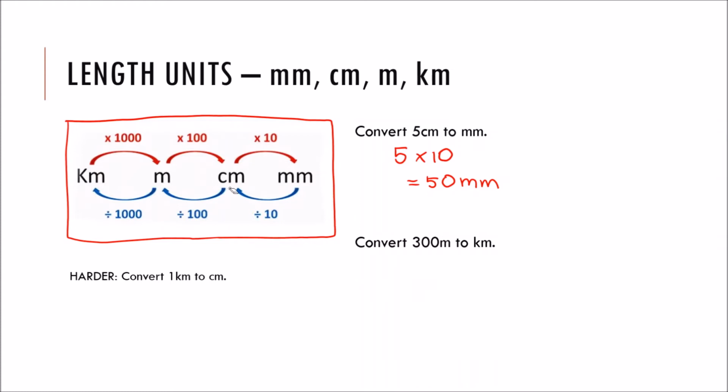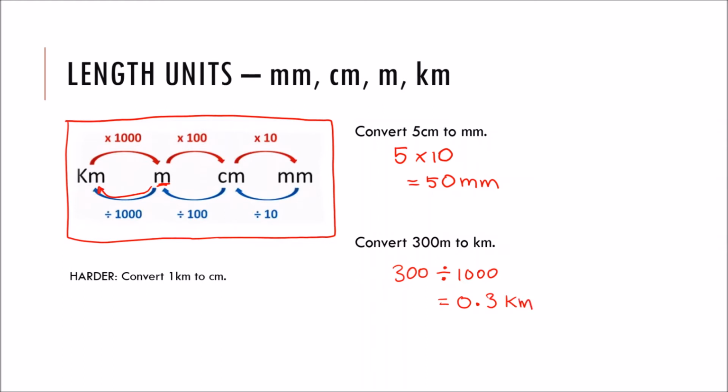The next one, if I want to go from 300 meters to kilometers, I start with meters, and I want to go to kilometers. So I now divide by 1,000. So I have 300 divided by 1,000. I put all that in my calculator and I get 0.3 kilometers.